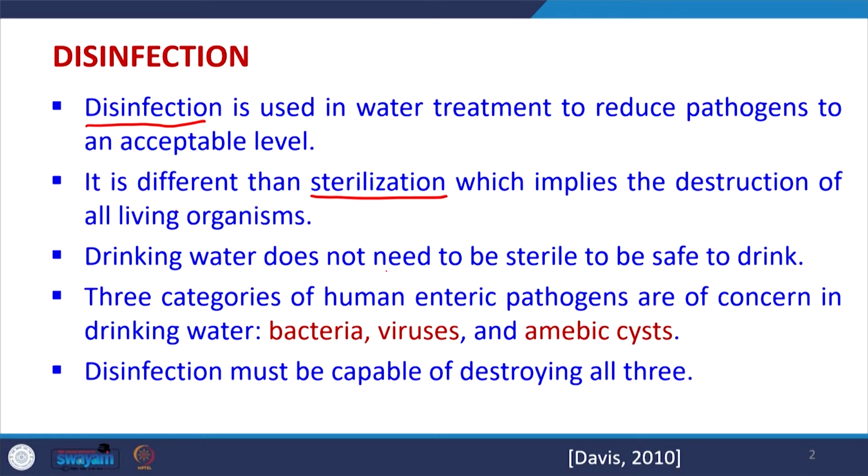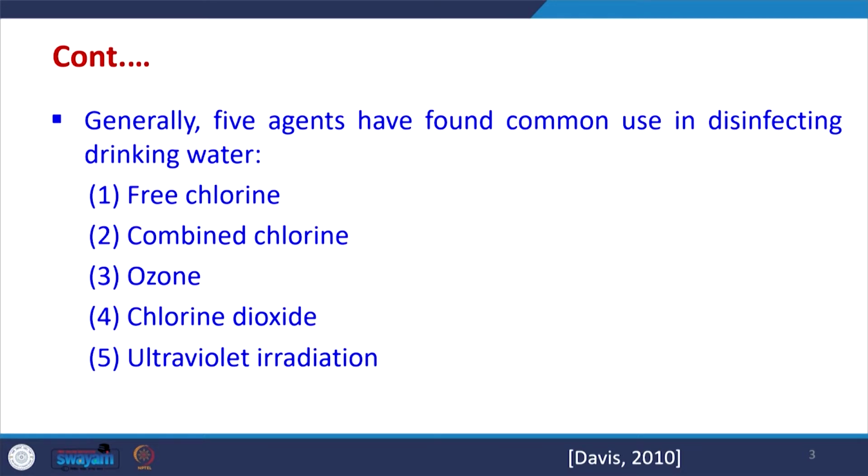It is different than sterilization. Now, going further, there are different types of agents which are used for disinfecting the water. So, most common agents are related to chlorine. So, chlorine, free chlorine, combined chlorine or chlorine oxide, they are very commonly used for removing pathogens or reducing the pathogens to an acceptable limit. In addition, ozone can be used and ultraviolet irradiation can also be used for destroying these pathogens in the drinking water.